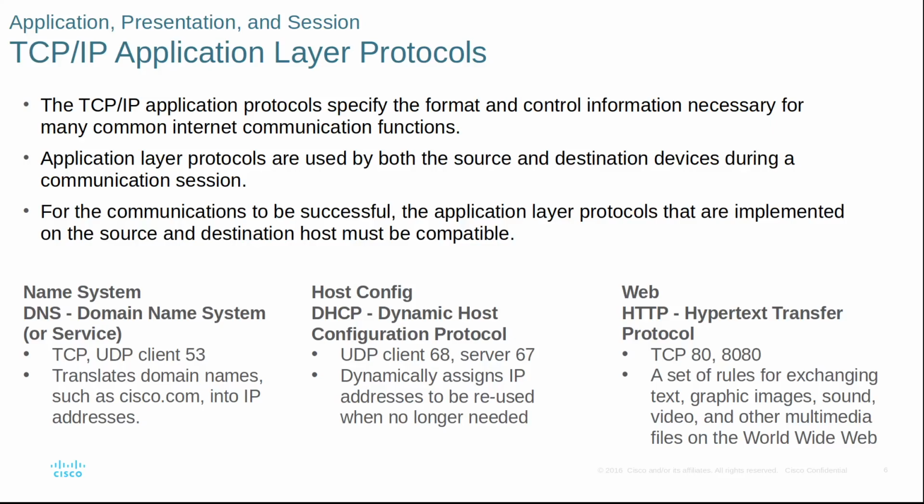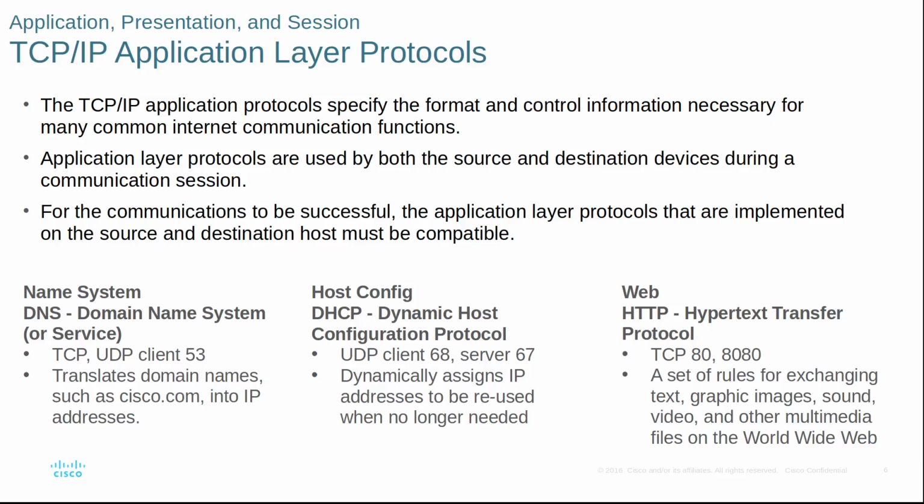So for example, DNS. I already mentioned that it maps domain names to IP addresses, so things like cisco.com into an IP address. It uses TCP and UDP port 53, which we talked about last week when we looked at ports. DHCP, Dynamic Host Configuration Protocol, uses UDP. The client uses port 68, the server uses 67, and it's used for dynamically assigning IP addresses to devices over the network, and they can be reused when they're no longer necessary.